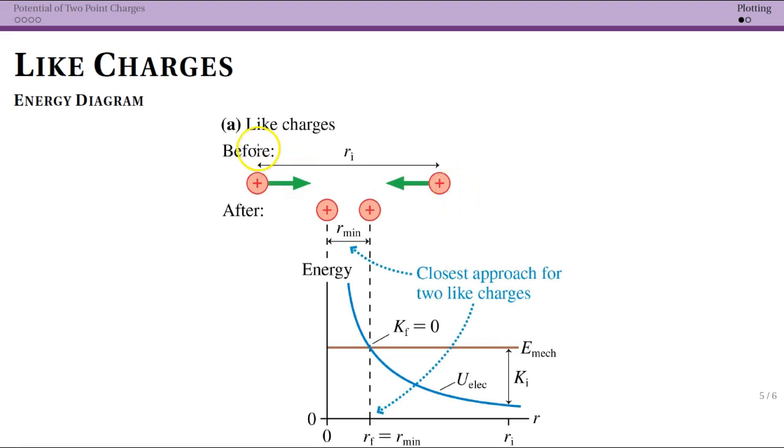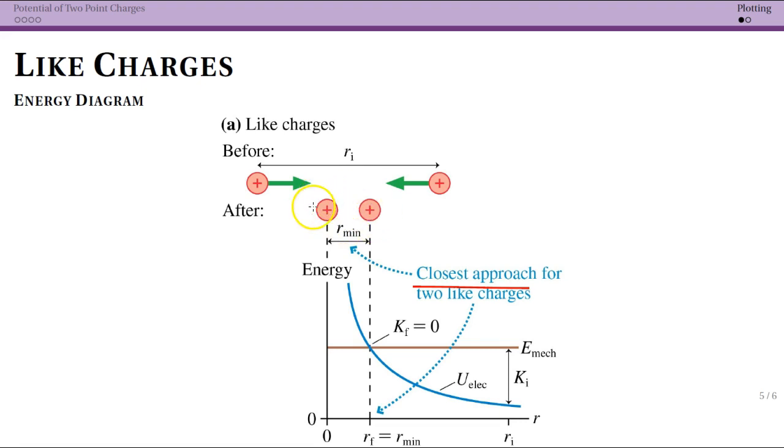We have a before scenario and an after scenario. And in this case, we're starting them some distance apart with a speed towards each other. And for simplicity, we're going to assume that they have the same speed. So keep in mind that we need to talk about the energy of our system. So that's going to be the total potential energy of our system, and then the kinetic energy of each of them. Our final scenario is the closest approach. That means velocity is equal to 0.